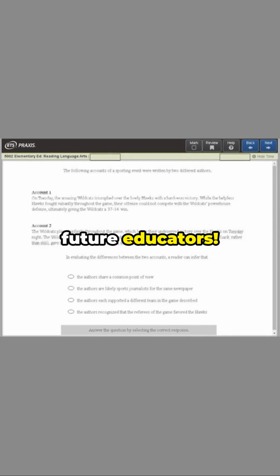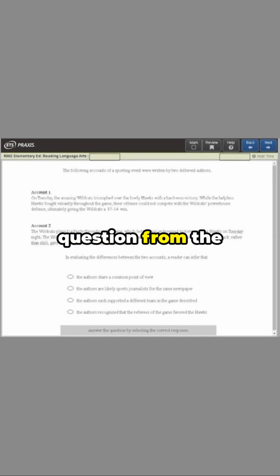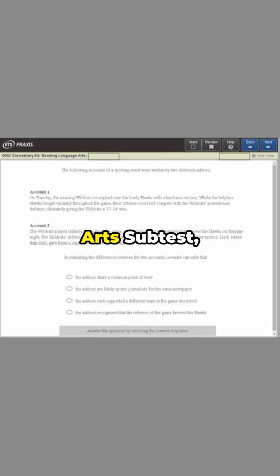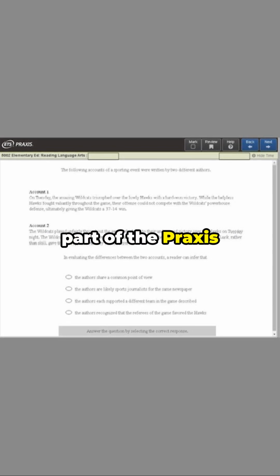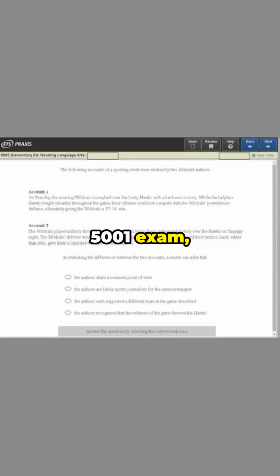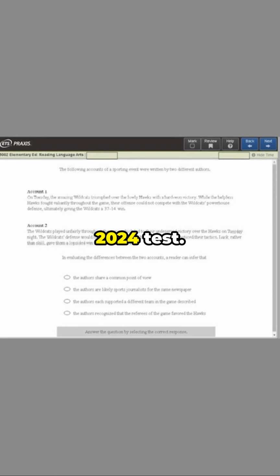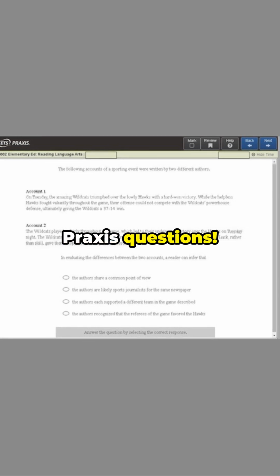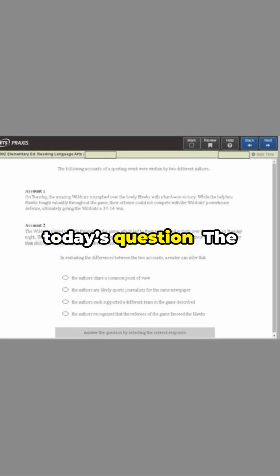Hello, future educators. Here's another real question from the Praxis 5002 Elementary Education Reading and Language Arts Subtest, part of the Praxis Elementary Education 5001 exam, straight from the October 22, 2024 test. We're here to help you prepare with real Praxis questions. Let's dive into today's question.